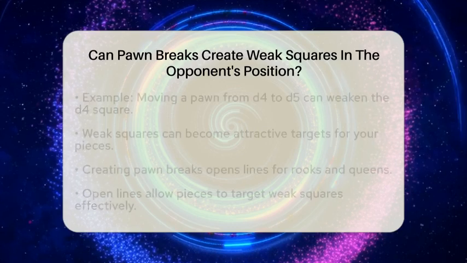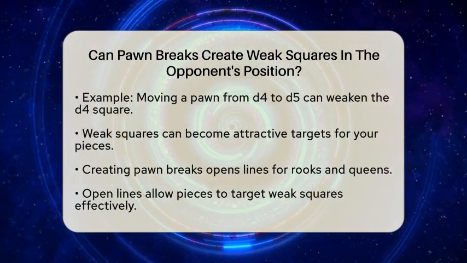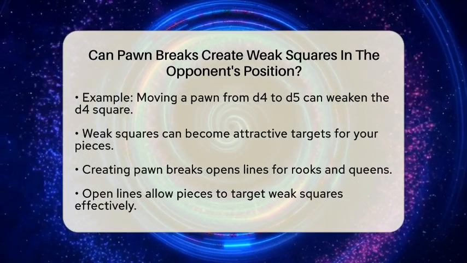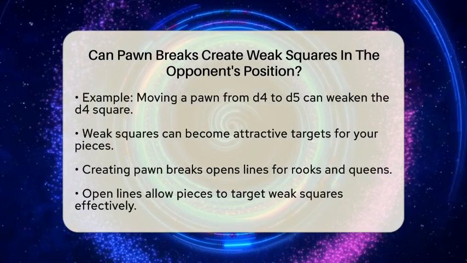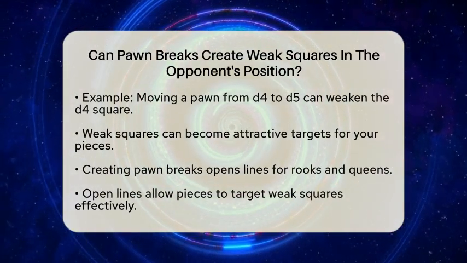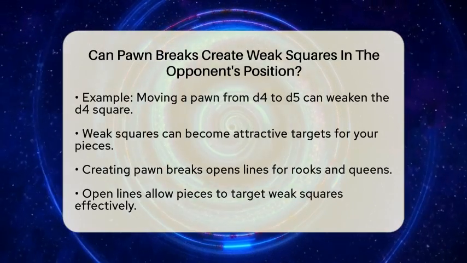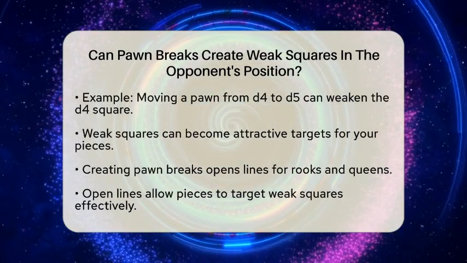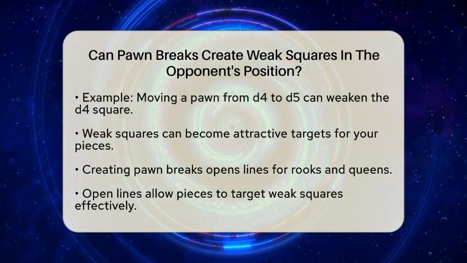When you execute a pawn break, you can open lines and create weaknesses in your opponent's setup. For example, consider advancing a pawn from the d4 square to the d5 square. This move can leave the d4 square weak if it is not supported by other pawns or pieces. Now, your opponent might find it difficult to defend that square, making it an attractive target for your pieces.